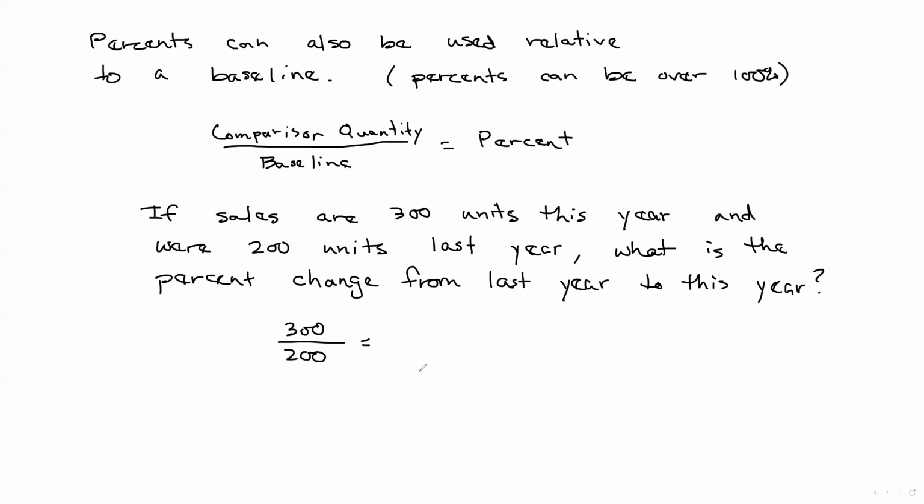If you take this and plug it into a calculator, you get 1.50. Rewrite that by moving the decimal point 2 to the right, which is how we go from decimal to percent, and you get 150%. Okay, so the percent change from last year to this year is 150%. And the way that you could write that is sales are 150%. So sales this year are 150% of last year.